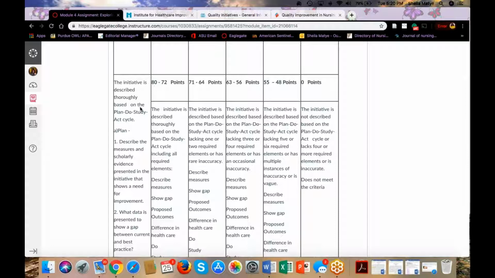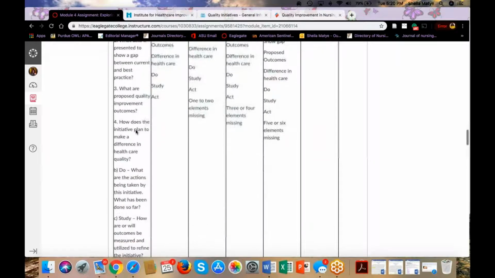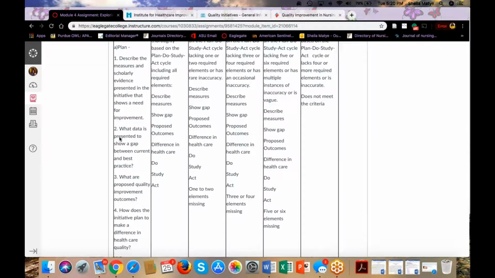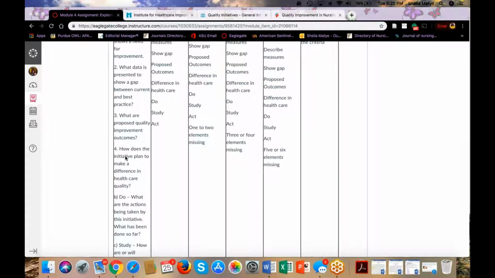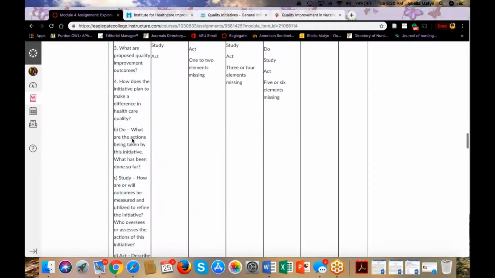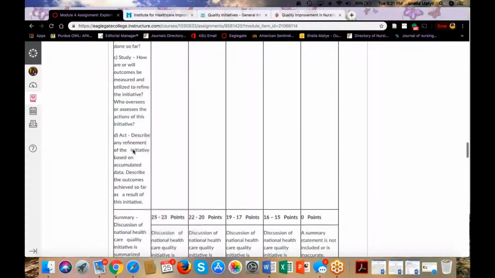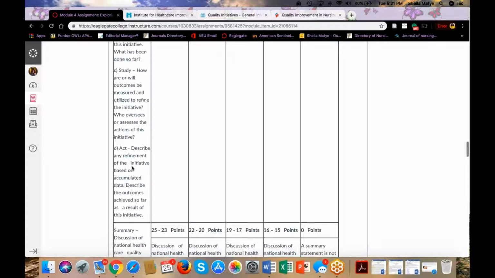And so make sure that under the plan, you thoroughly talk about 1, 2, 3, and 4. Okay. Under the do, it talks about 2 different things. Make sure you talk about those 2 different things. The study, make sure you capture everything here and then capture everything with the act.